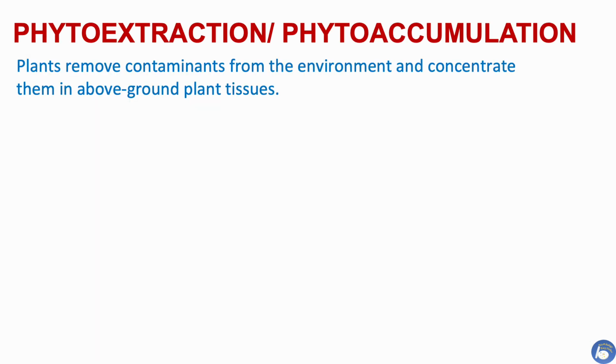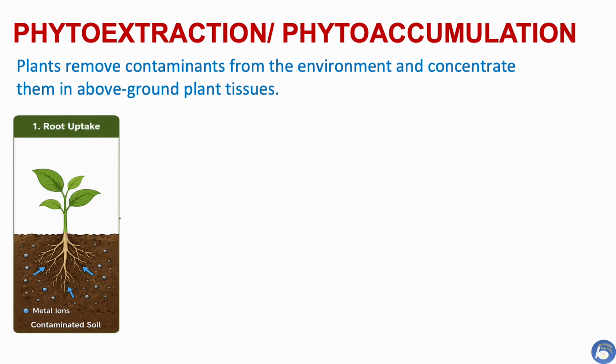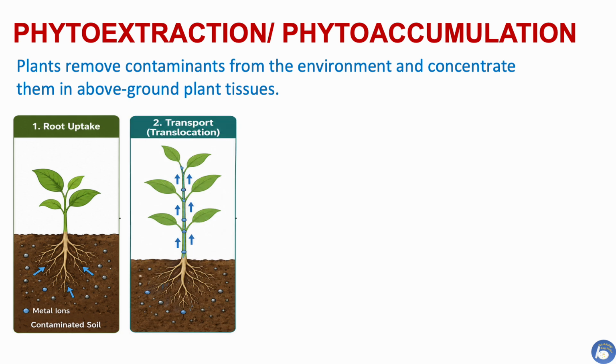Next process is phytoextraction or phytoaccumulation. In this mechanism, plants remove contaminants from the environment and concentrate them in above ground plant tissue. Phytoextraction is primarily employed to remove heavy metals and some organic compounds. What is the process? First, the plant's roots absorb water and dissolved metals from the contaminated soil. Then these metals are transported upwards through the plant's vascular system along with water and nutrients.